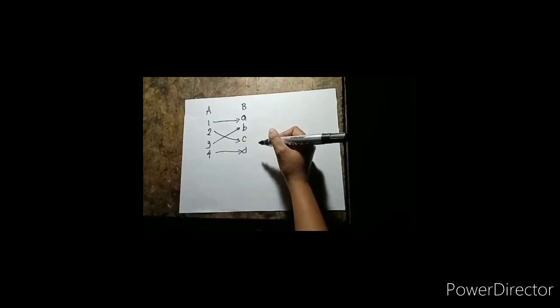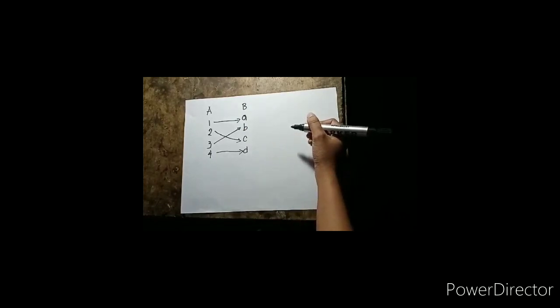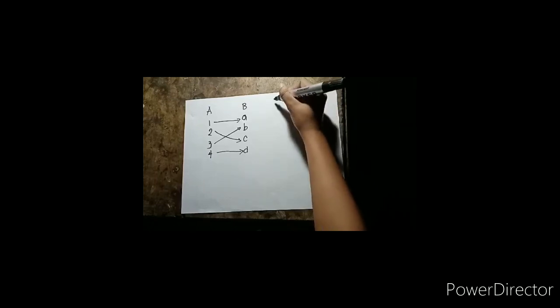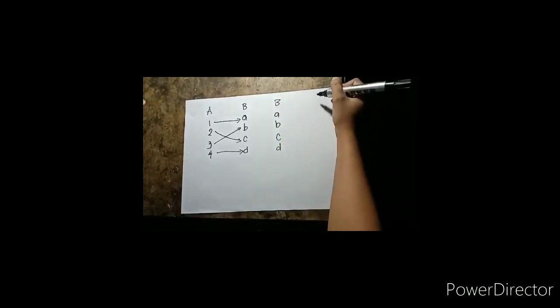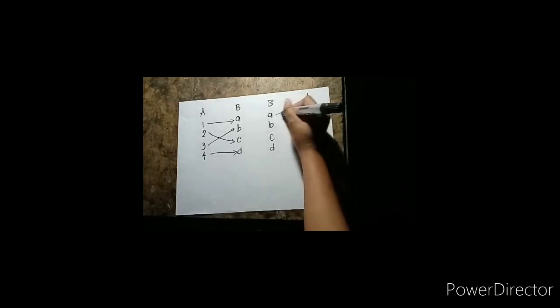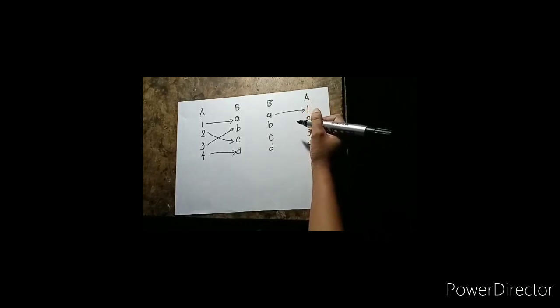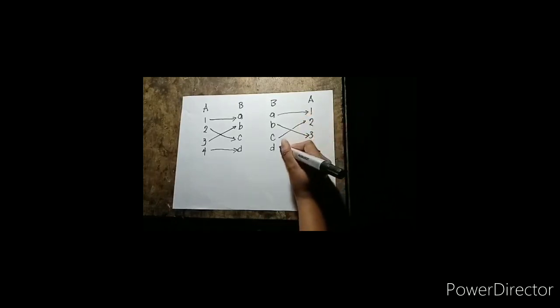So, to find the function that is the inverse, if I have set B, which consists of A, B, C, D, and set A that consists of 1, 2, 3, and 4, I want A to go back to 1, B to go back to 3, C to go back to 2, and D to go back to 4.